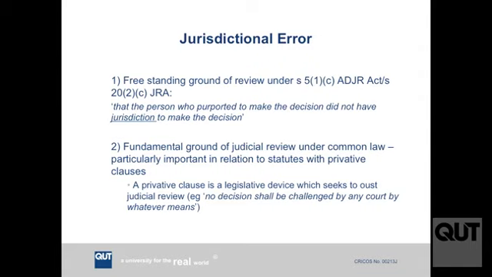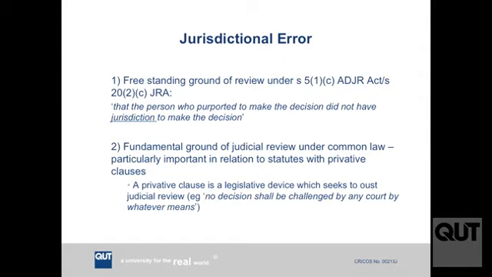Secondly, jurisdictional error is a fundamental ground of review under the common law. Jurisdictional error is grounded in the original jurisdiction of the High Court to issue constitutional writs under Section 75(5) of the Constitution. These writs are enlivened by jurisdictional error, and this is the ultimate trump card for applicants faced with a privative clause. Establishing jurisdictional error is essential in the context of an increasing number of privative clauses in legislation in recent decades.